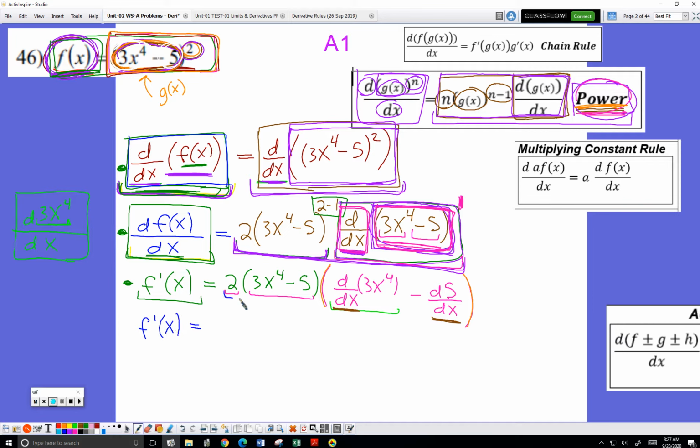This part, there's no derivative operators. There's nothing for me to do other than rewrite. Don't do this. That's your code for I don't ever want to retake a test again. I'm serious. Don't do that. Okay? It's not legal to just do the ditto marks. You must write 2, 3x to the 4th, subtract 5, parenthesis.